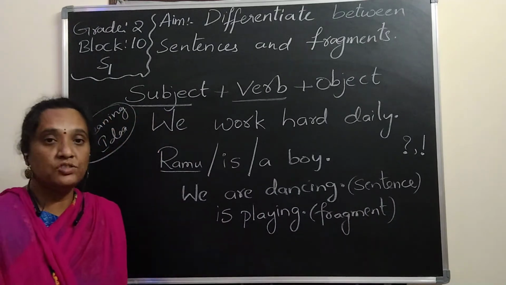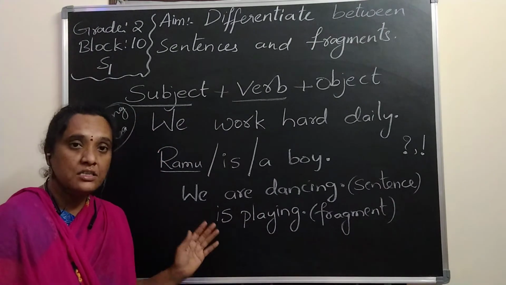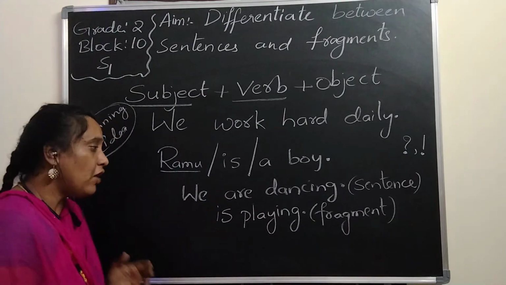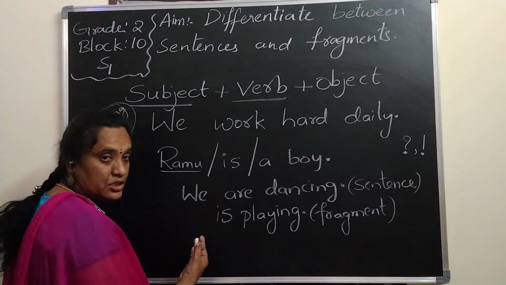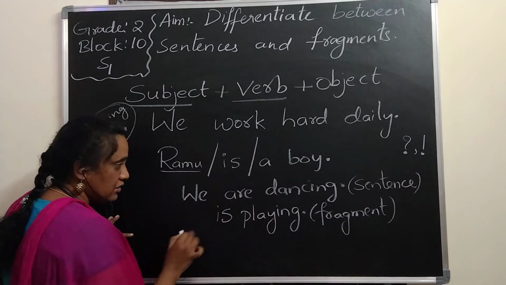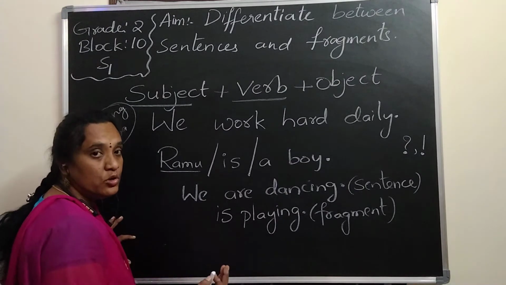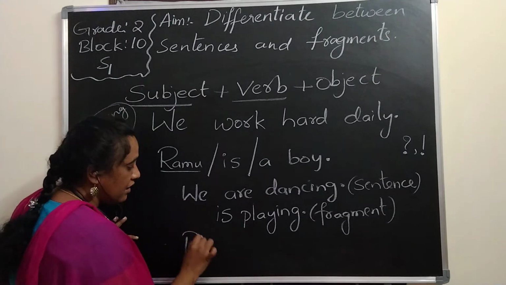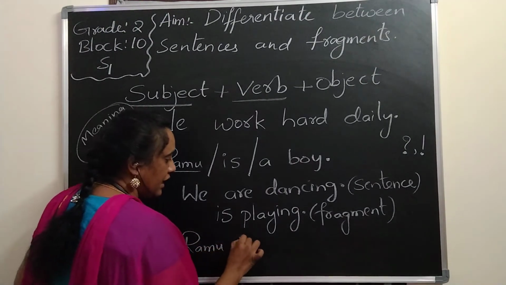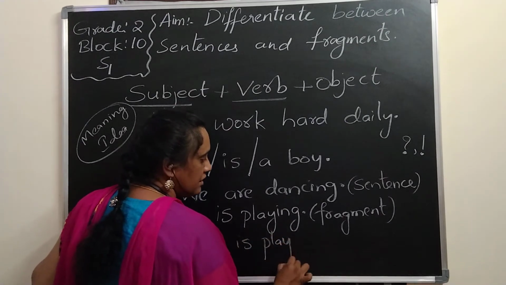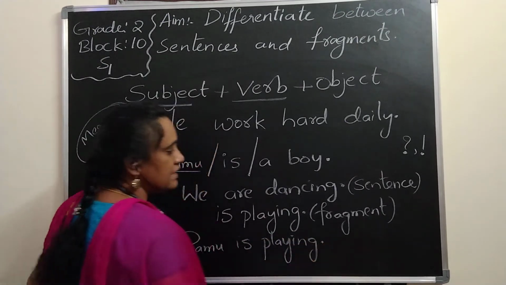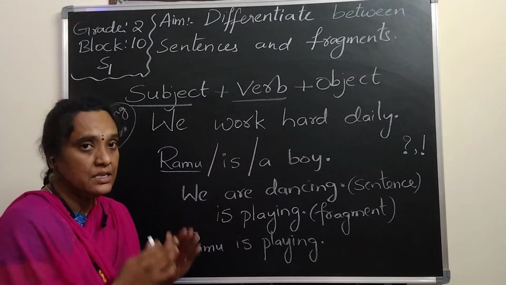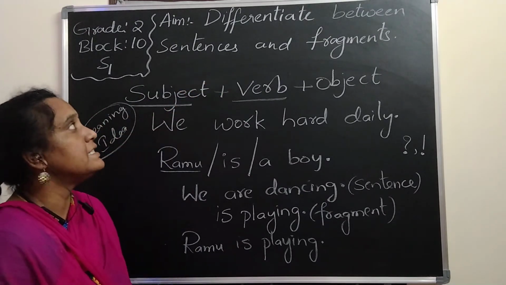Now how do I change it into a sentence? I can change this into a sentence by adding some new words, by making it meaningful. I can use a subject and verb here. The children are, so is playing. I want to use a singular person. So I can say, Ramu is playing. Then it becomes a sentence. So this is a fragment and this is a sentence. In this way, you want to differentiate between a sentence and fragments.